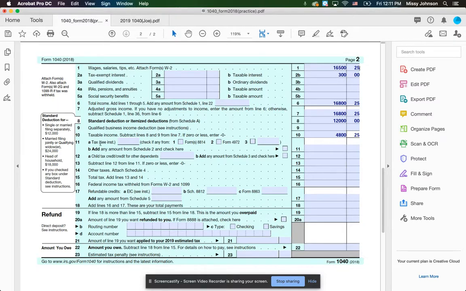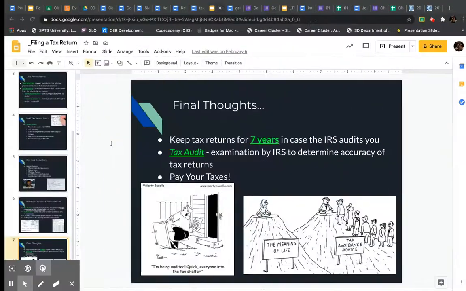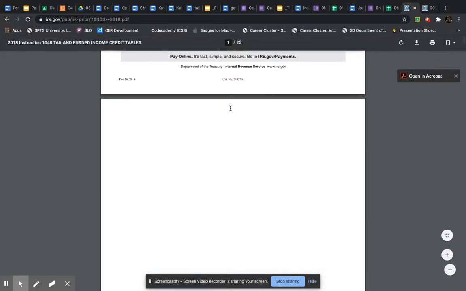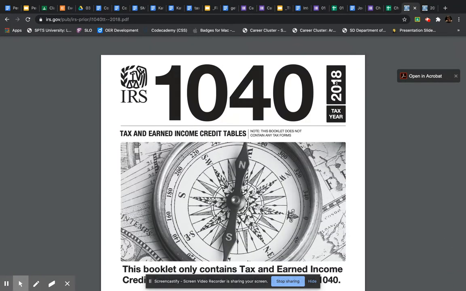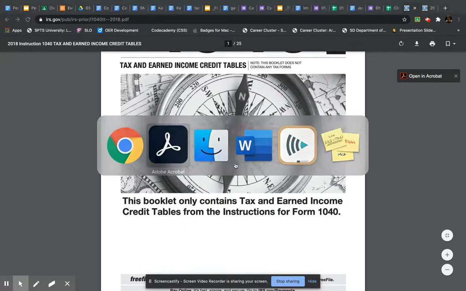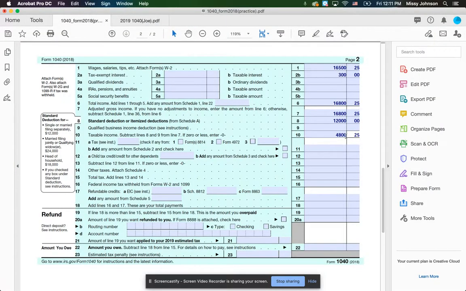So then line 11 is where you're going to need that tax table. I have that available for us. This is a 2018 tax table. Based on what we have calculated, $4,800, that's what we are taxed on. Even though we made $16,800, we're still only taxed on $4,800. So this is where that deduction comes into play. We're going to look up 4,800.